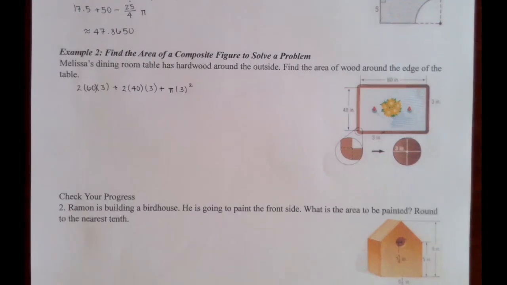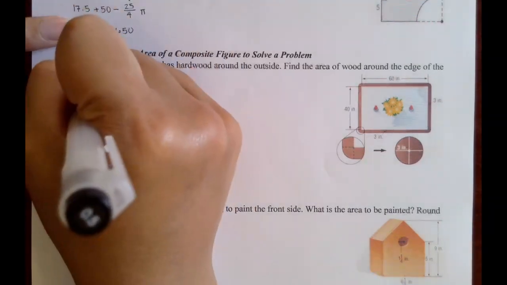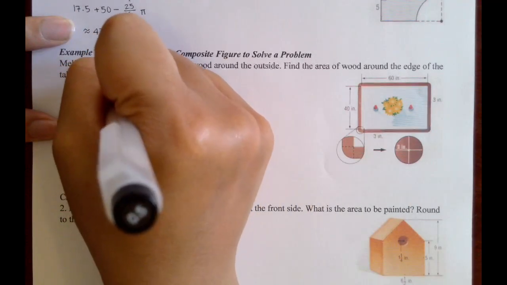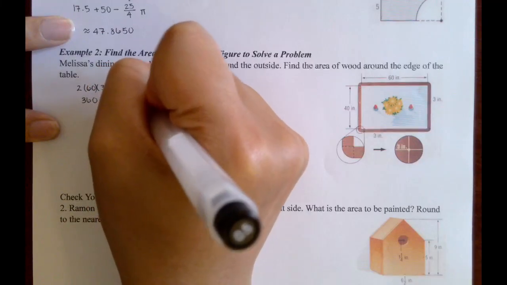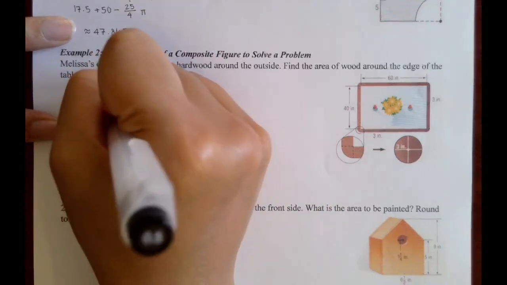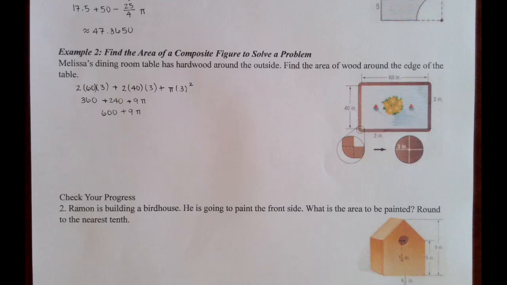Okay. So then let's simplify it. 2 times 3 is 6. 6 times 60 is 360. Okay. 2 times 3 is 6. 6 times 40 is 240. And then 3 squared is 9, so plus 9 pi. 360 plus 240 is 600. So 600 plus 9 pi. And so I'm going to do 600 plus 9 pi.